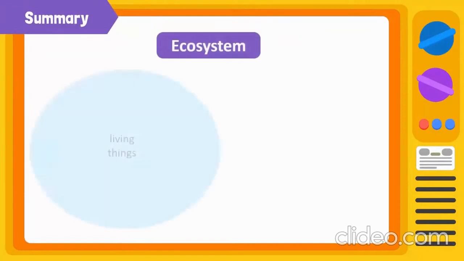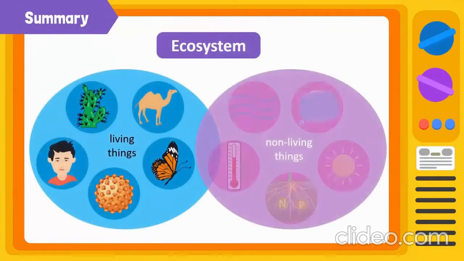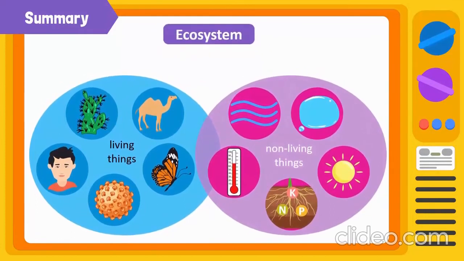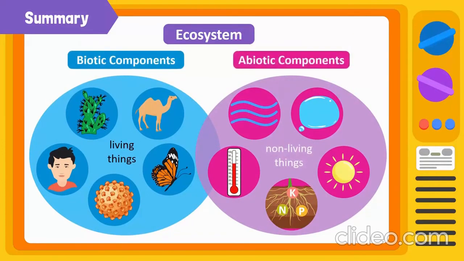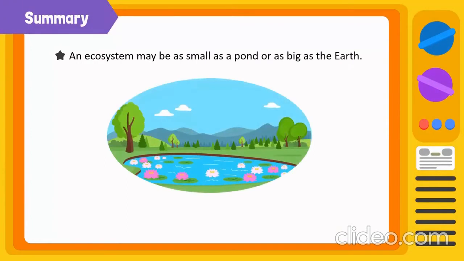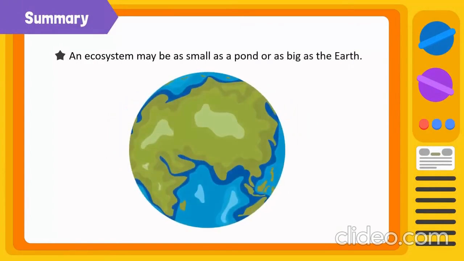To summarize, an ecosystem consists of all living things and non-living things in a given area and their interactions. Living things in an ecosystem are called biotic components, while the non-living things of an ecosystem are called abiotic components. An ecosystem can be as small as a pond or as big as the Earth.